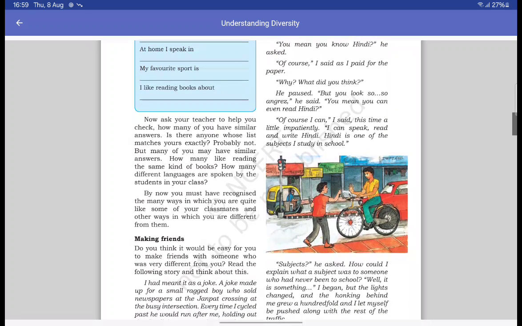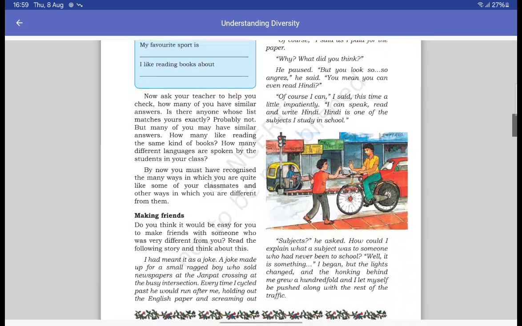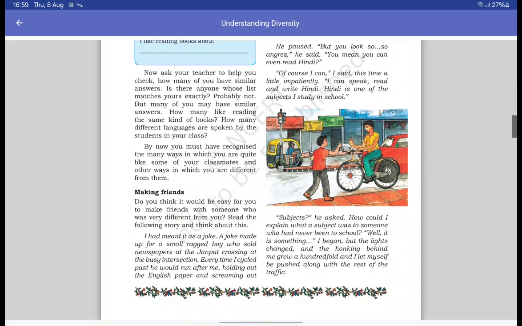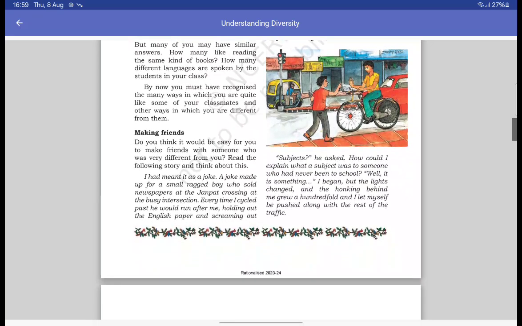Why? What did you think? He posed. But you look so Angrej, he said. You mean you can even read Hindi? Of course I can, I said, this time a little impatiently. I can speak, read, and write Hindi. Hindi is one of the subjects I study in school. Subjects? He asked. How could I explain what a subject was to someone who had never been to school? Well, it is something, I began. But the lights changed and the honking behind grew 100-fold, and I let myself be pushed along with the rest of the traffic.